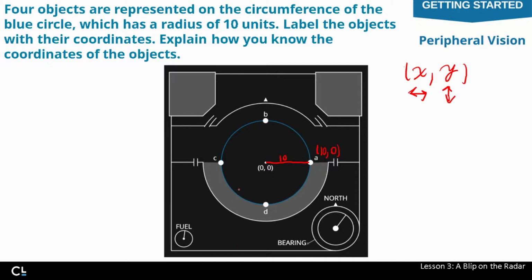Now, the radius is true for all of these, so all of these are going to be 10 units away. For instance, if we go to B, we just go up 10, so it's going to be 0, 10. And then C, now we're going left 10, so negative 10, 0. And then last but not least, D, we're going down 10 from our origin, which is just 0, negative 10. Awesome.